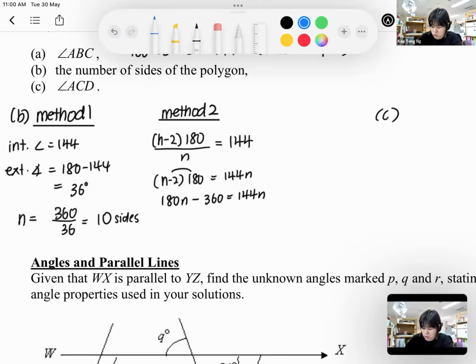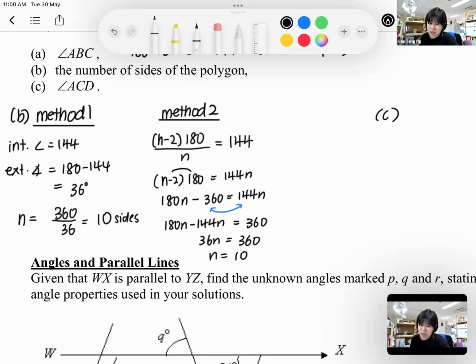Swapping the sides for these two, 180n minus 144n is equal to 360. So 36n is 360, and n equals 10. I personally think this is a little bit longer and there's a lot of algebra in it. So whenever I know the numeric angle, I'll do method number 1 as much as possible.